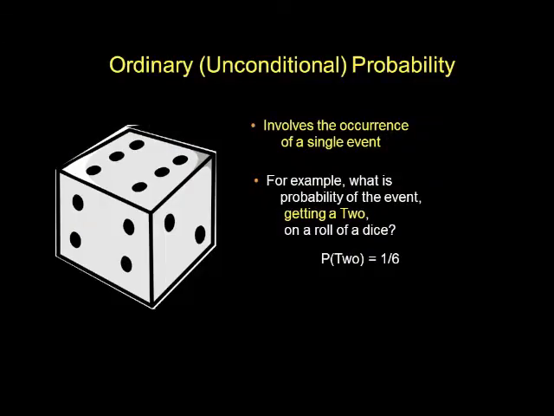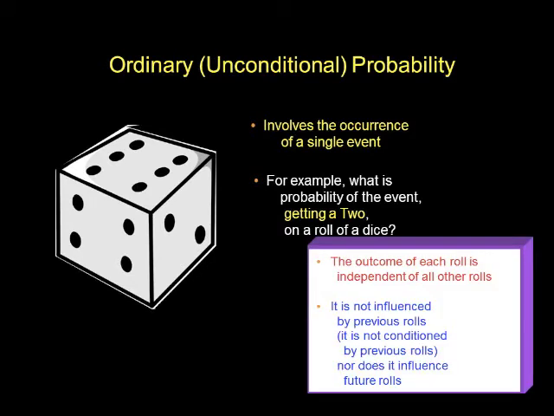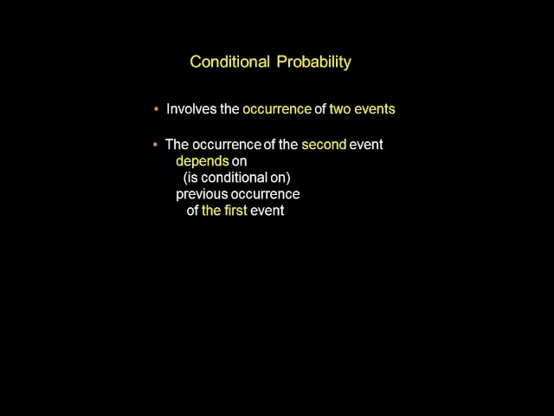Ordinary or unconditional probability involves the occurrence of a single event. For example, what's the probability of the event of getting a 2 on a roll of the dice? The outcome of each roll is independent of all other rolls. The outcome is not influenced by previous rolls, and it's not conditioned by previous rolls, nor does it influence future rolls. In contrast, conditional probability involves the occurrence of 2 events.